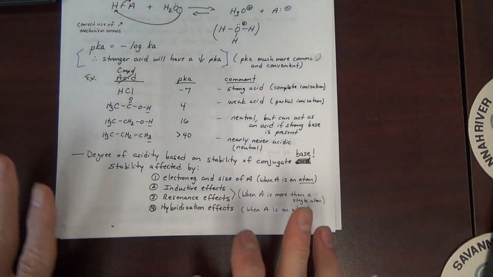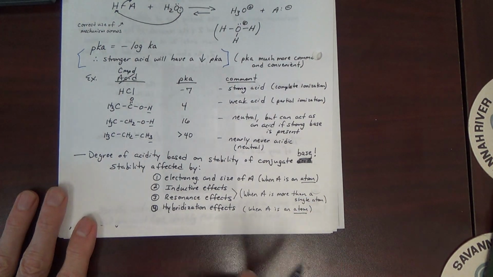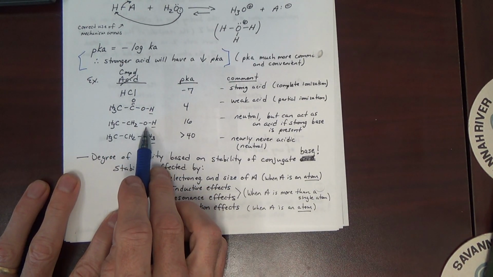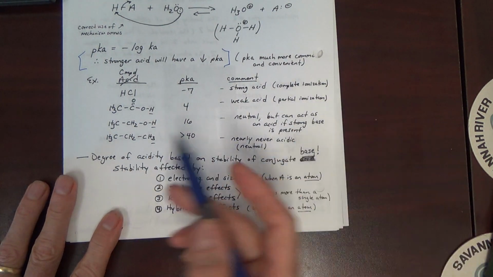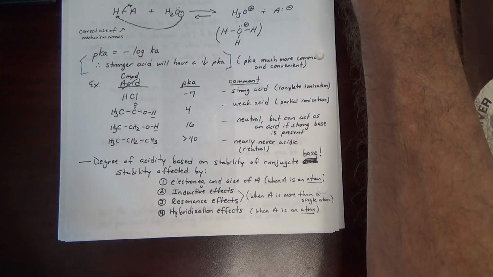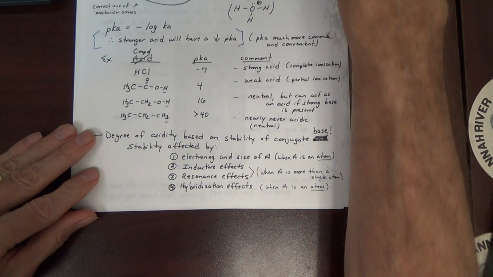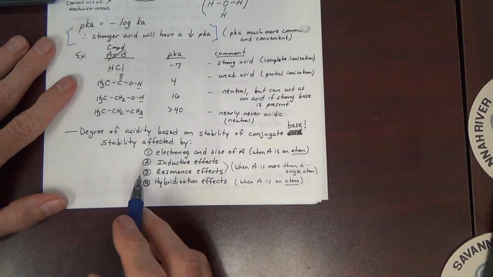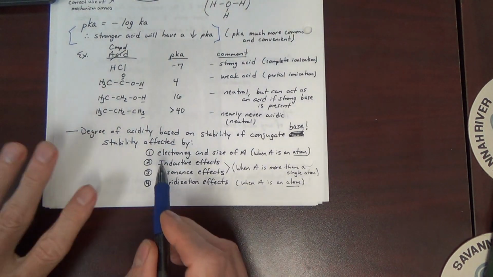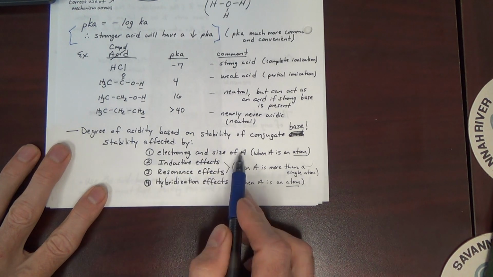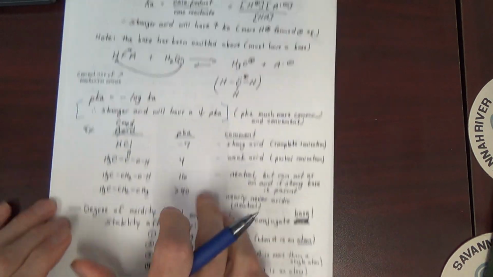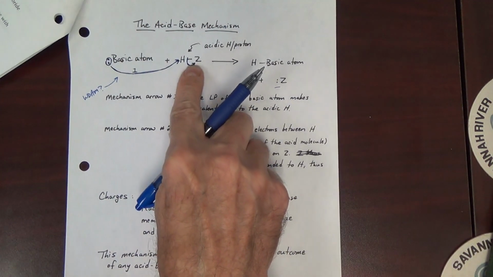But importantly, what we're going to look at next is why. Why is a carboxylic acid more acidic than an alcohol? Why is a phenol more acidic than an alcohol? Questions like that. That is, how do you judge relative acidity of different molecules? That is based on 4 things. And those 4 are listed here. Now, number 1 is actually sort of a combination of 2, electronegativity and size of the A atom, when A is an atom. A, again, or Z.